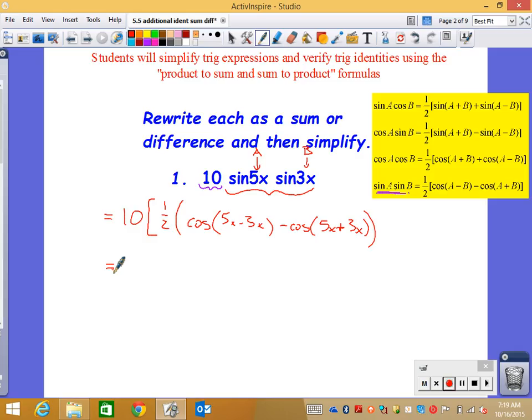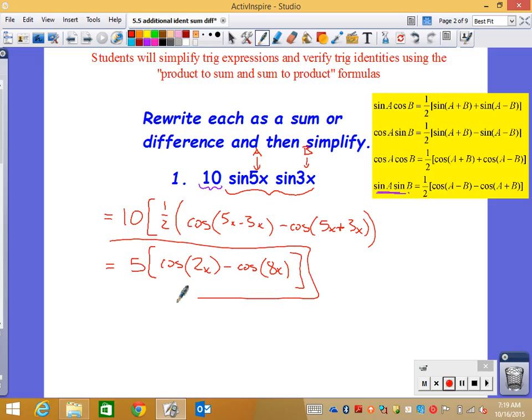And then we need to simplify. So this 10 times 1/2 becomes a 5 times cosine of 5x minus 3x, so 2x, minus cosine 5x plus 3x, 8x. Now we cannot evaluate this cosine 2x or cosine 8x. So that's as simple as it gets. That's my answer right there.